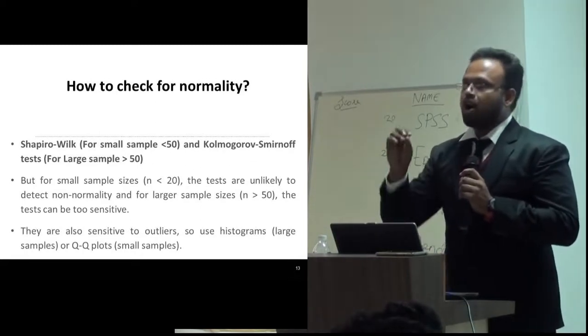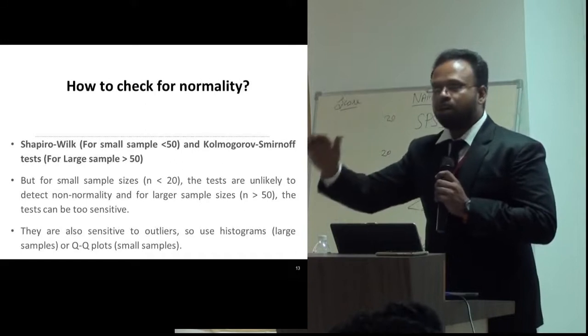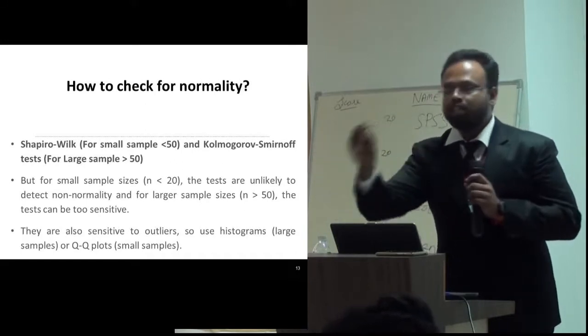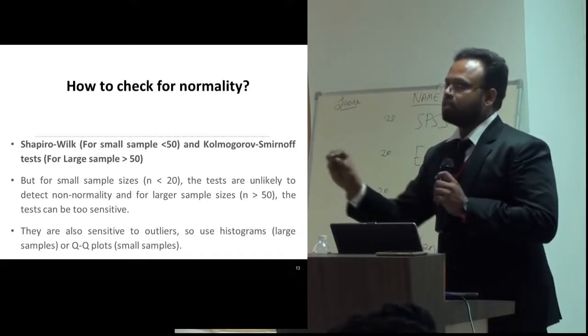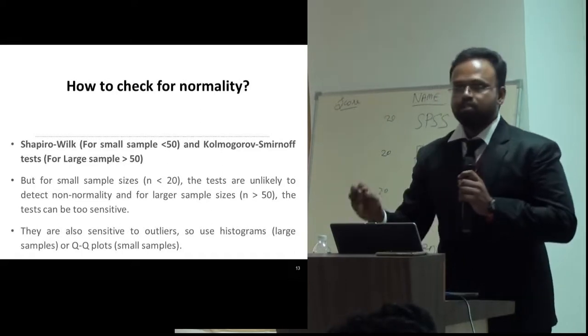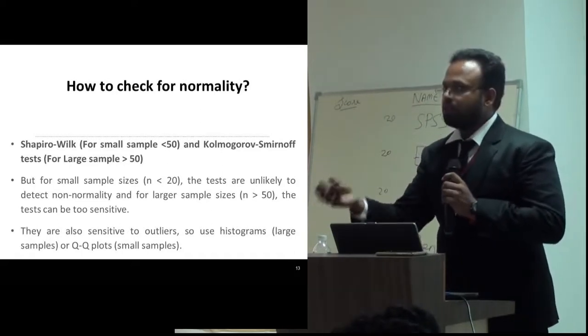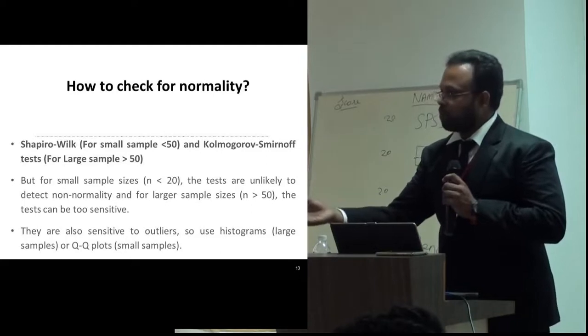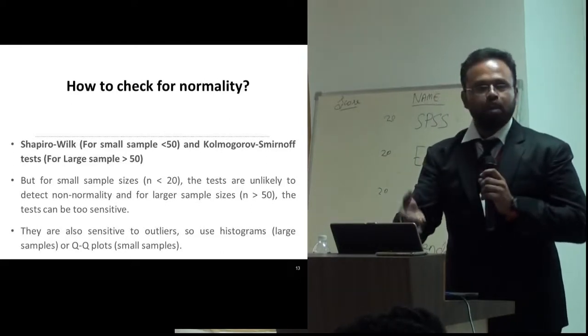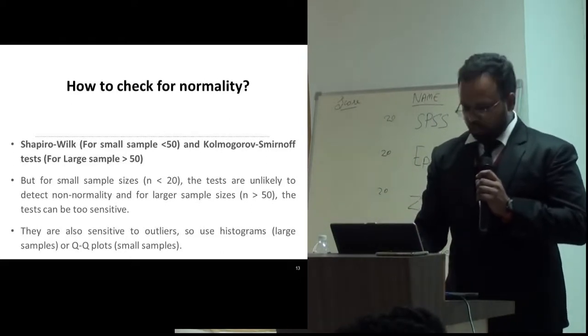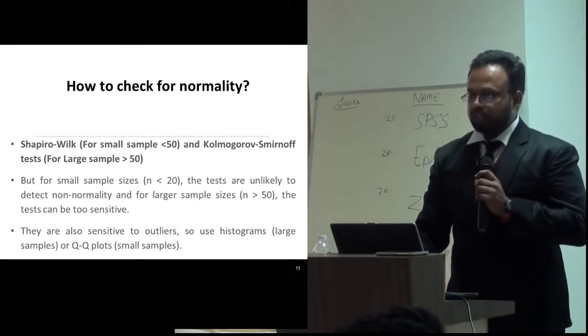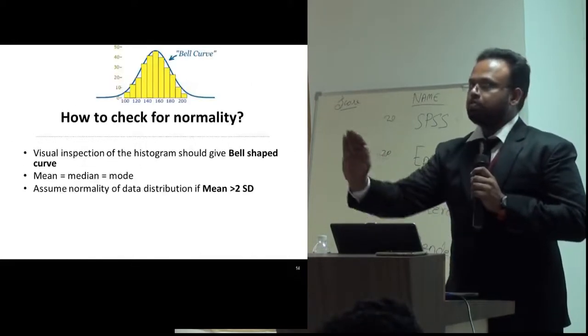You can just draw histograms and a normal curve. If the curve resembles a bell-shaped curve, then you can conclude it is normally distributed. That is the best way. Human eyes are better than all these tests for normality, the Shapiro-Wilk and KS test. So that is how we conclude about normality. That is for the bell-shaped curve.